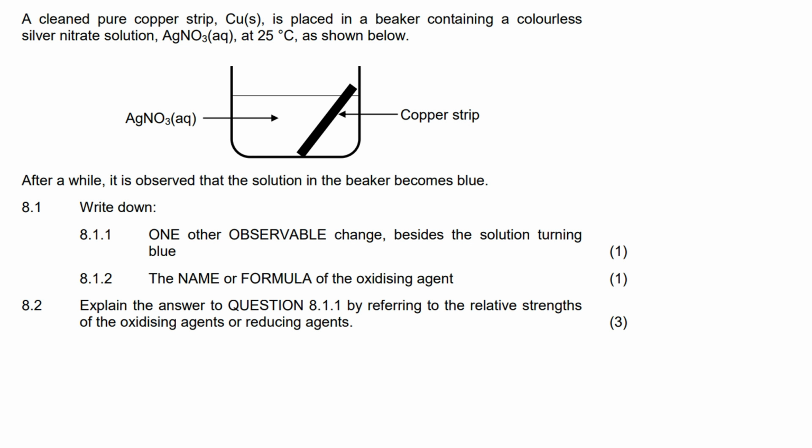A cleaned copper strip is placed in a beaker containing silver nitrate solution at 25 degrees. After a while, it is observed that the solution becomes blue. Okay. Write down one other observable change besides the solution turning blue.